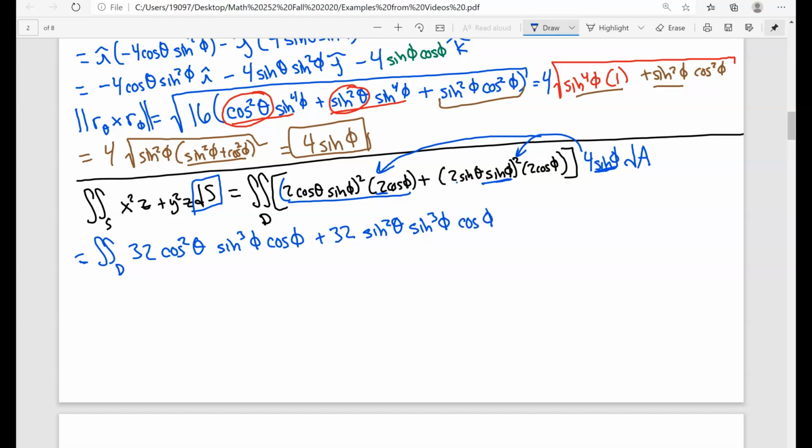And it's not going to be dA, because it's going to be the 2 different variables that I have, so it's going to be d phi d theta.